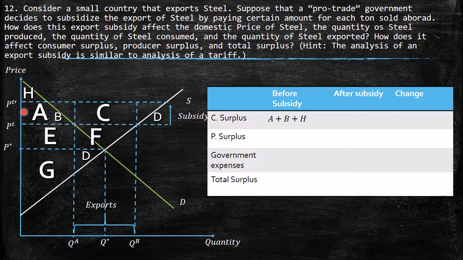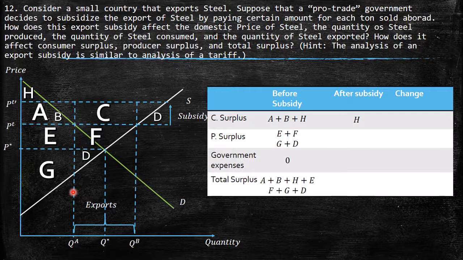So now, before the subsidy, the consumer surplus is going to be A plus B plus H, and the producer surplus is going to be E plus F plus G plus D. This is all the producer surplus, this part. The government expense is going to be 0 because they don't have to pay anything for that. So the total surplus is going to be this triangle plus this.